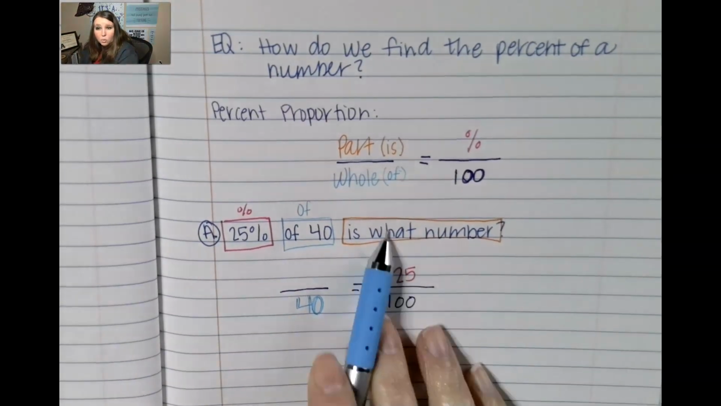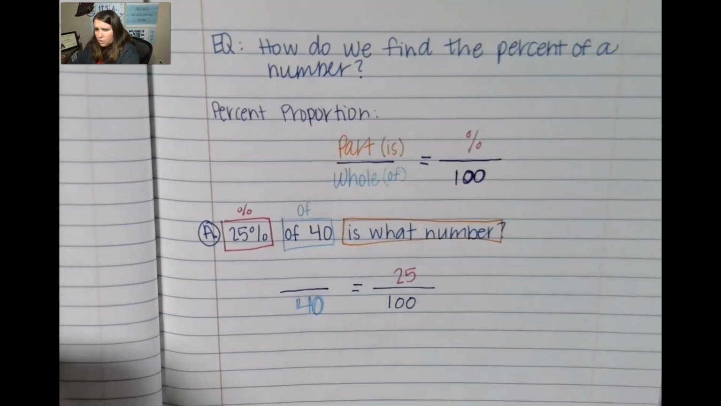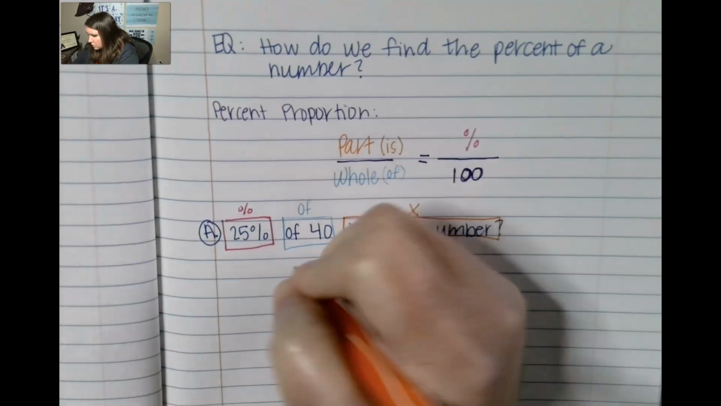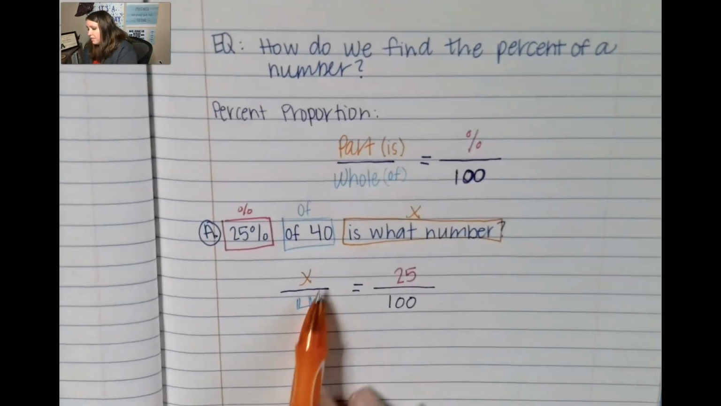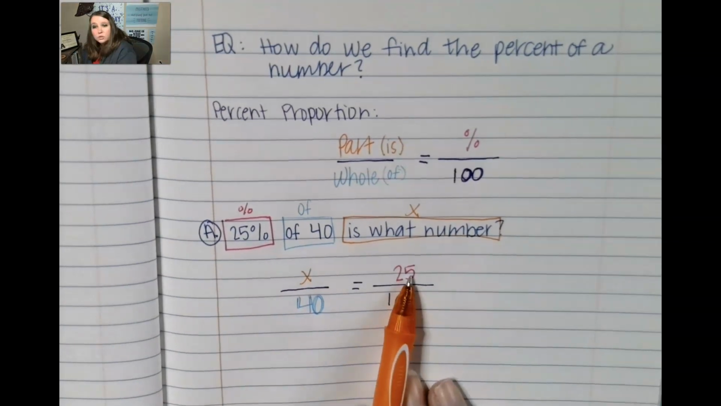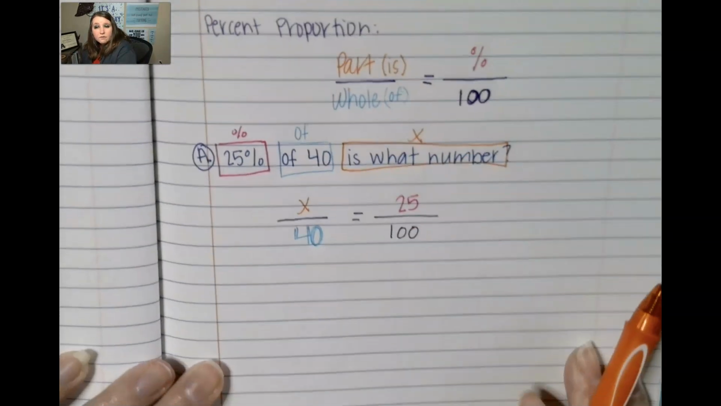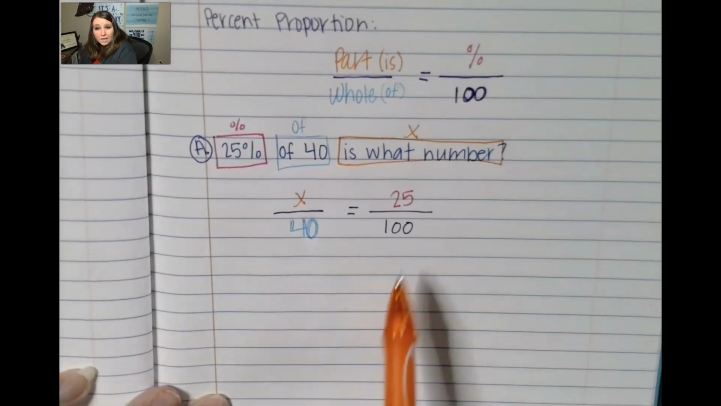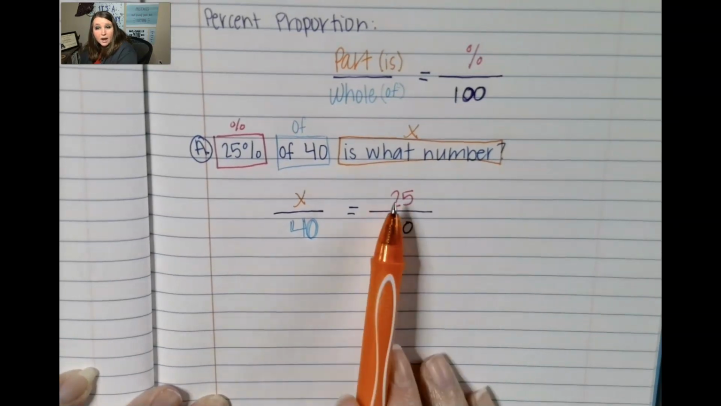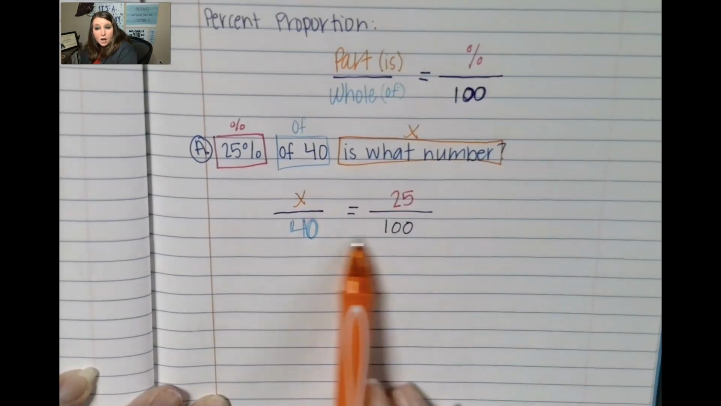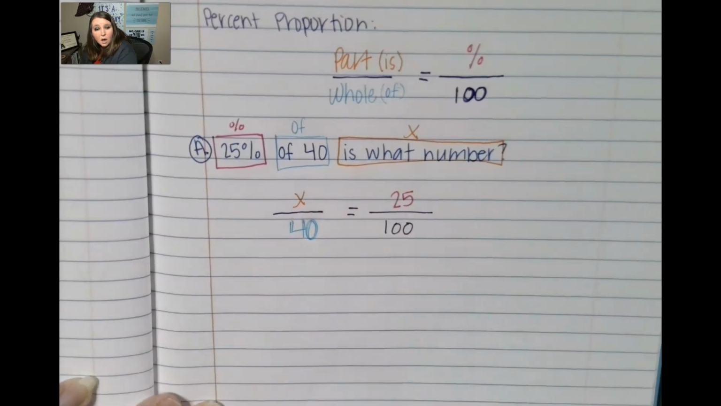And then what we're looking for is what number. We don't know what this is, so we're going to use the letter X. All right, now we have this side is equal to this side. You can solve this several different ways, right? We can divide 100 by 40 and figure out how to get from here to here and then use that same number on the top.